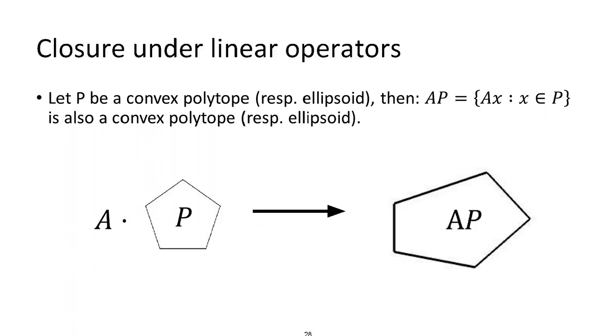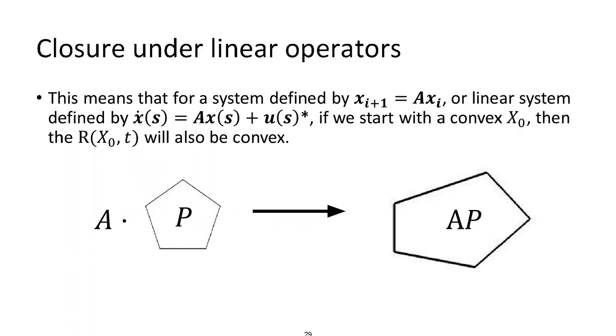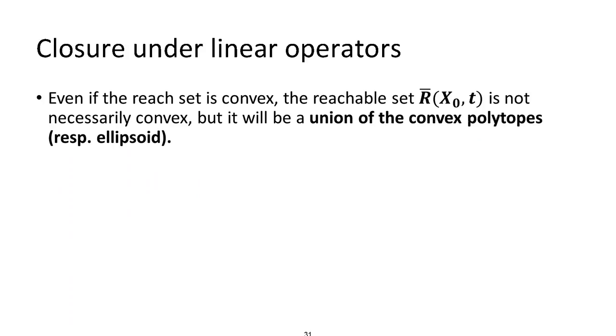And the reason why this is nice is that if we have a linear system defined this way or this way, then if we start with a convex set of states, our reach states are always going to be convex, because we're just multiplying by A. And this is very nice to represent. This tells us that our representation is going to be good, because we can just use convex polytopes, ellipsoids, and stick with those. Just a technical note.